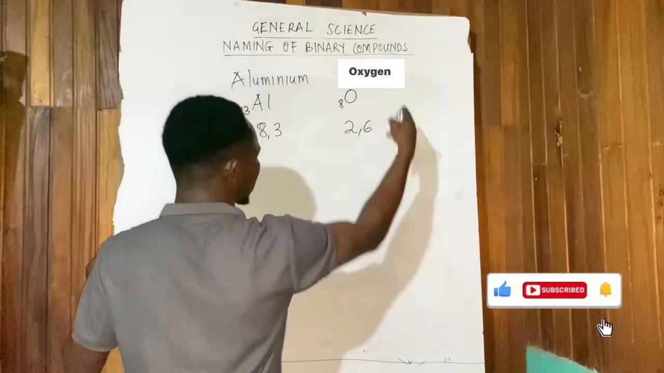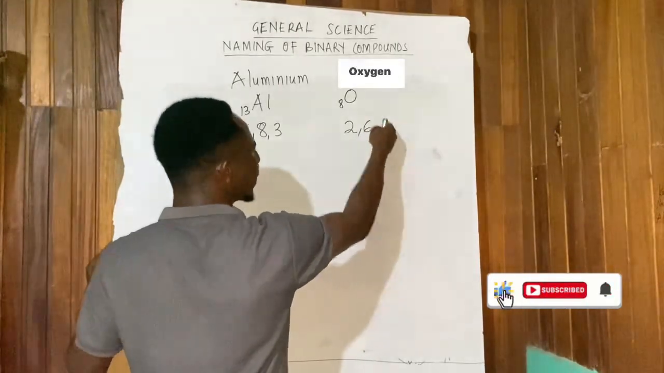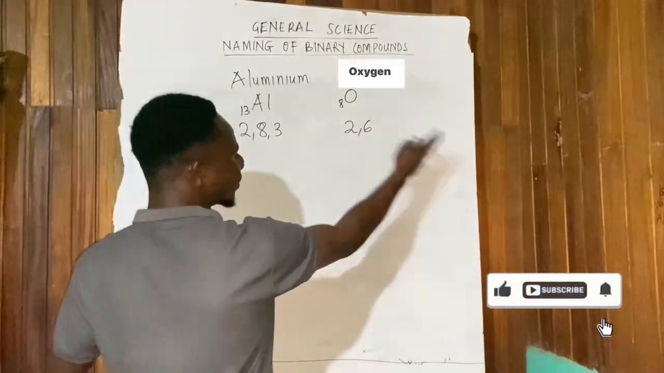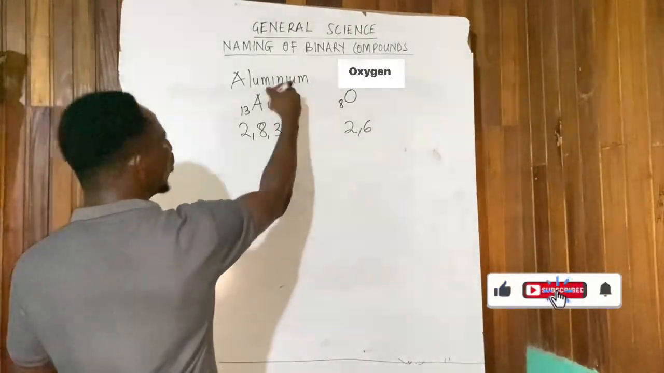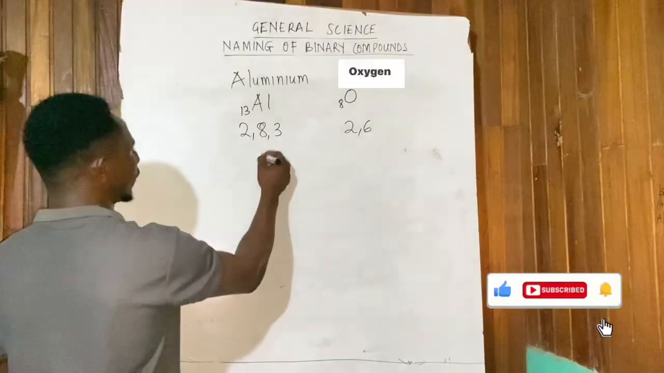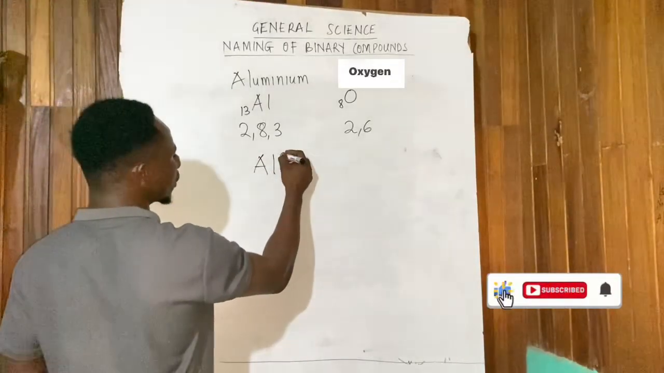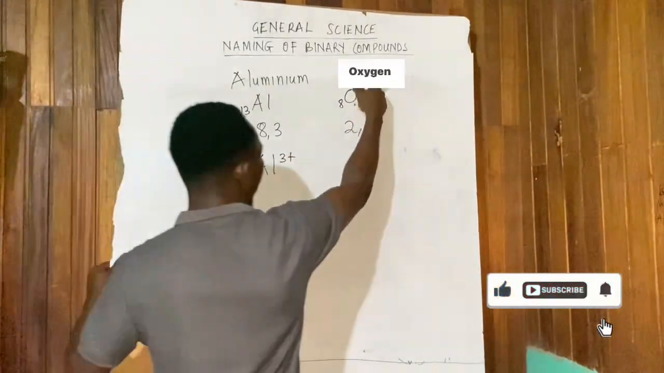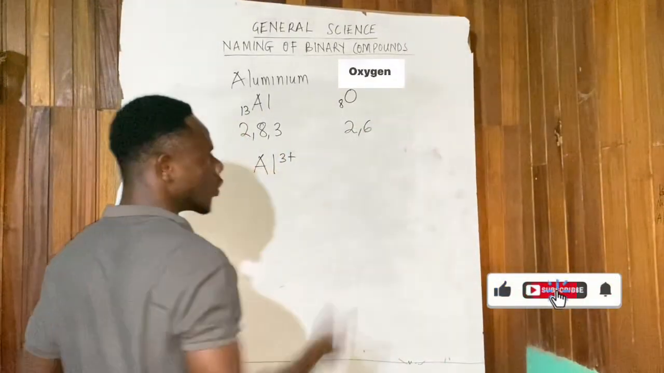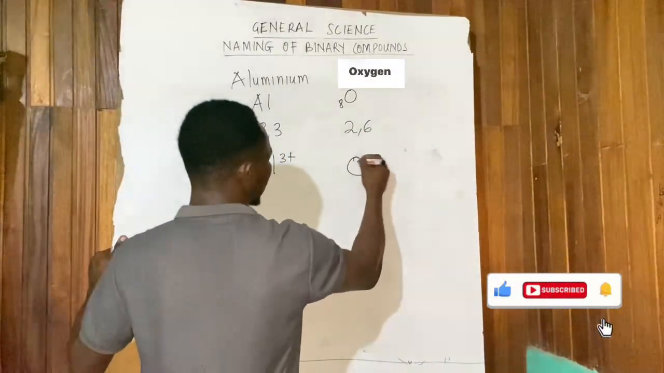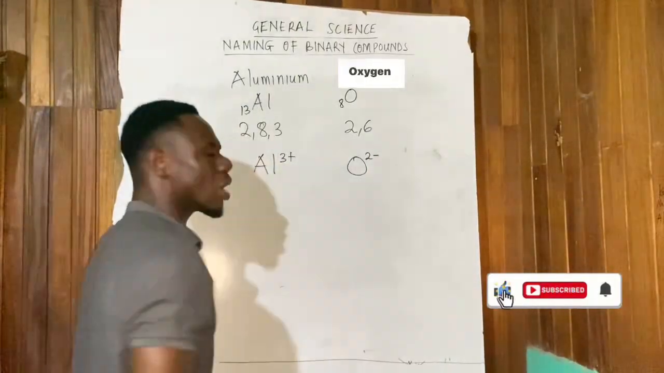Next shell will take how many? So it means how many more is needed to obtain the 8? That is 6. Now, aluminium here will now lose 3 to become positive. Aluminium will lose 3 to become positive. Oxygen here needs 2 to become stable. Oxygen 2 minus.